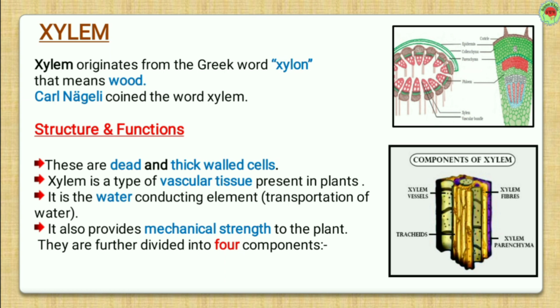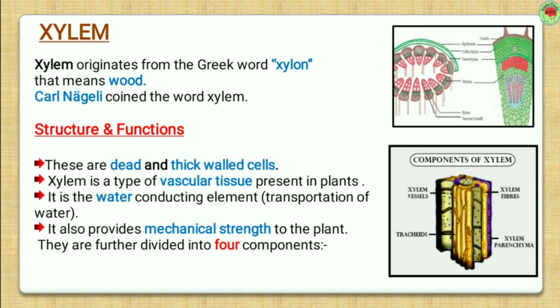Now they are further divided into four components. Let's see the components. Here you can see it is the vertical section of a stem. Here you can see the second layer, that is the xylem vessel, which is present in the green part, right? It's a xylem vessel. Now the tracheae, that yellowish color, these are the tracheae in the center. And xylem fibers come second to parenchyma, that is xylem parenchyma, it's bluish color, and after that xylem fiber.